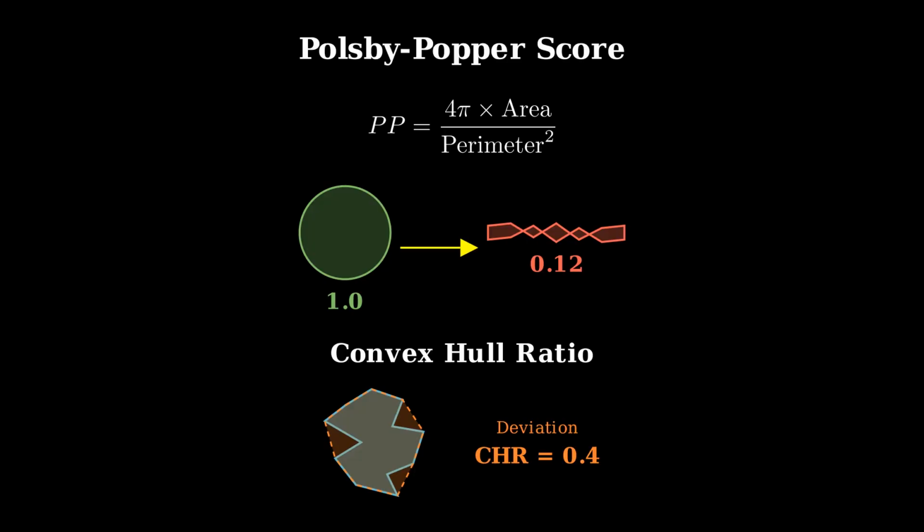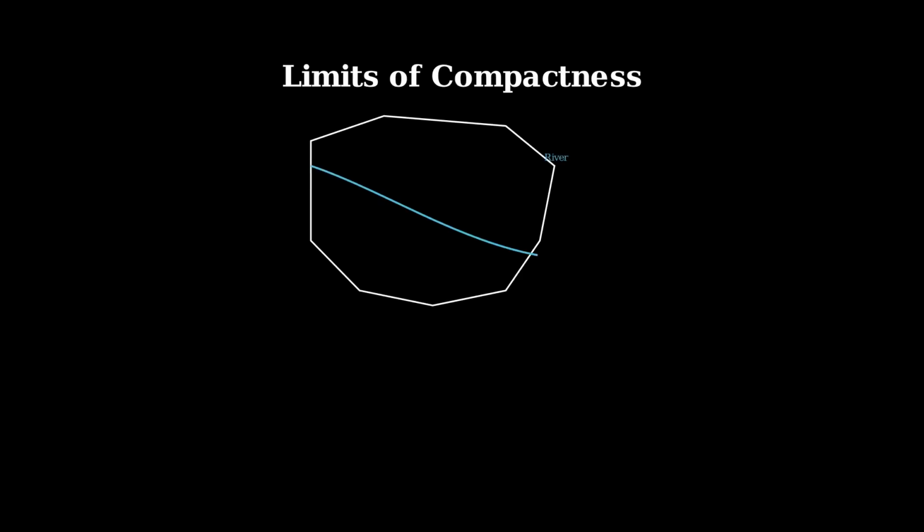Another measure is the convex hull ratio. Compare the district's area to the smallest convex shape that contains it. A convex shape is one where you could stretch a rubber band around it and it would lie flat against every edge. The more the district deviates from its convex hull, the more it looks like someone drew it with ulterior motives. Compactness measures are intuitive and easy to compute, but they have a limitation.